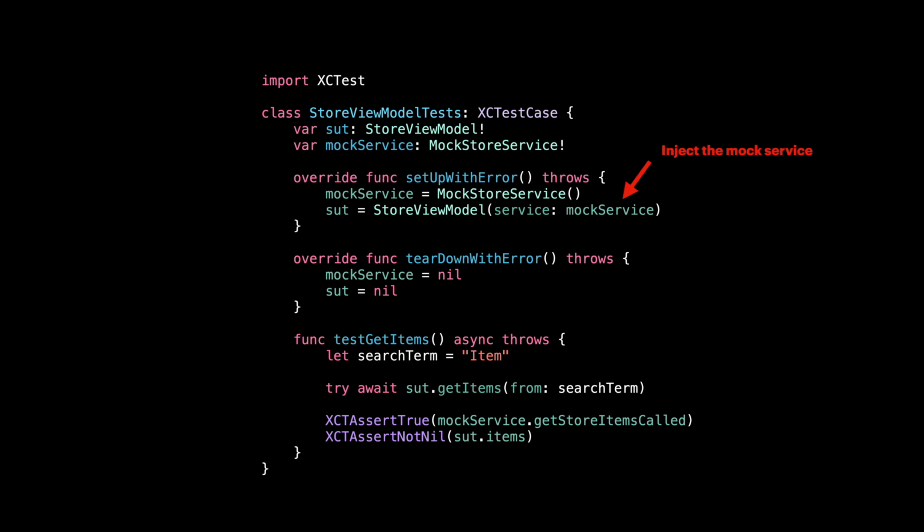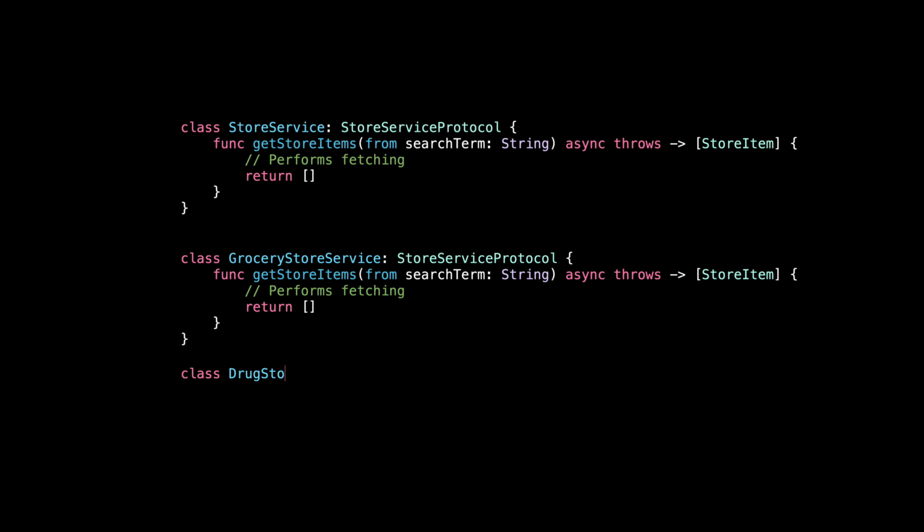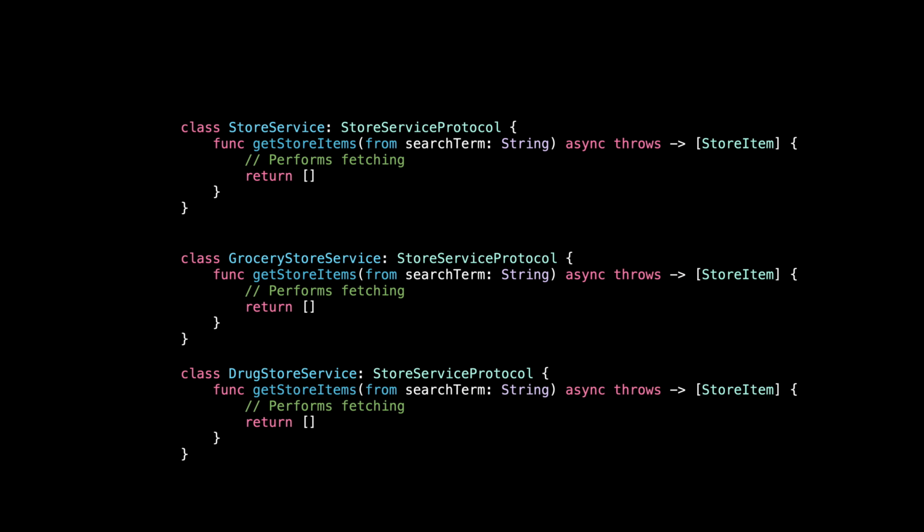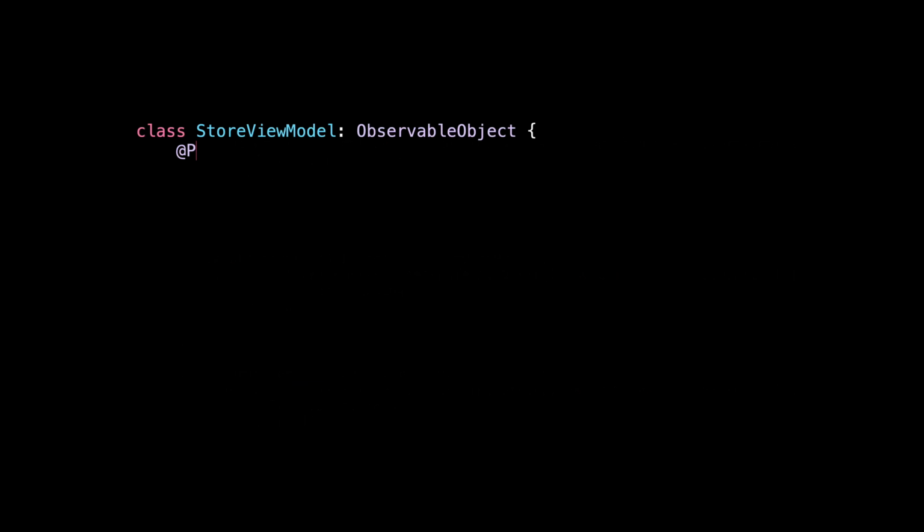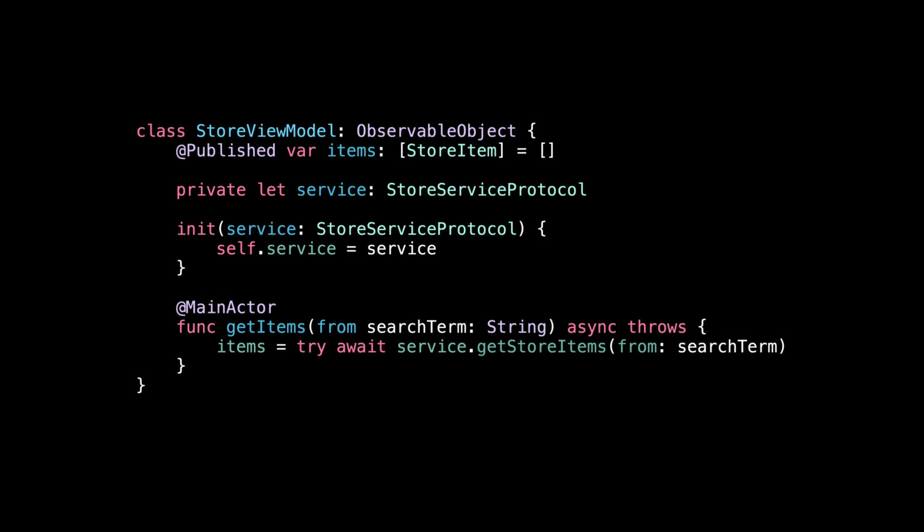Now let's see what happens when the app grows into a marketplace with more stores. The only thing we need to do is make all the services conform to the store service protocol. And that's pretty much it. Nothing has to change in the view model because it does not depend on any concrete implementation. It doesn't need to know anything about the class that is providing the items. You just need the items. This also removes all that logic from the view model. You just pass the right service and the view model will get the correct items.